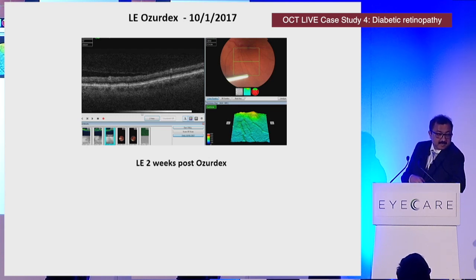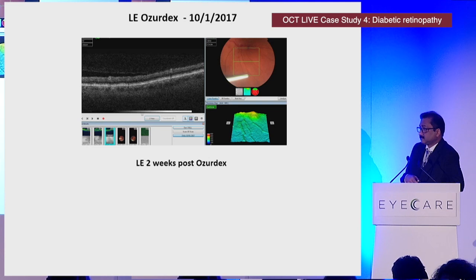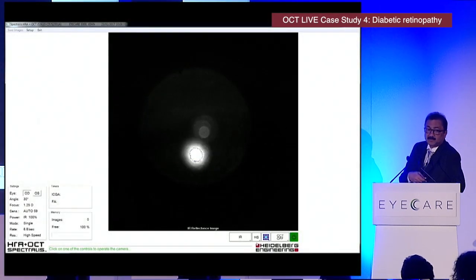So we can bring his live images now. The instrument for you, please. We're still waiting for his 2-week post-Ozurdex scan, which probably would be today.